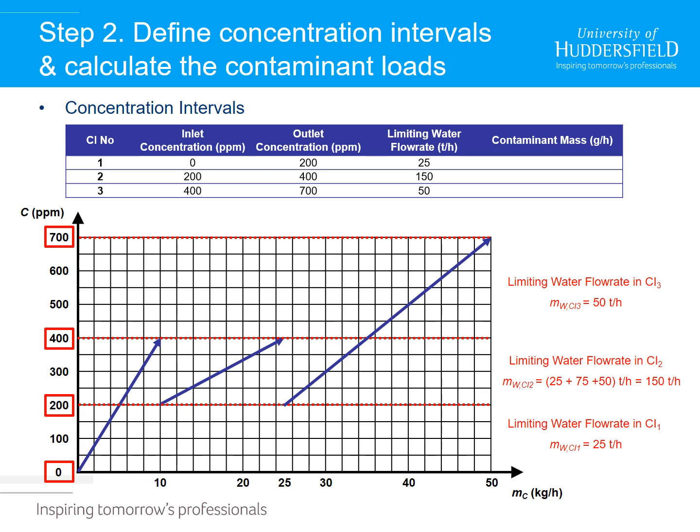The only values remaining to be calculated are the contaminant mass loads for all three intervals. In all three cases, this can be calculated by multiplying the water flow rate with the corresponding delta C. For concentration interval number 1, this equals 25 tons per hour multiplied by 200 ppm minus 0, which equals 5000 grams per hour. Similarly, the contaminant mass load for concentration intervals 2 and 3 is equal to 30,000 grams per hour and 15,000 grams per hour, respectively.